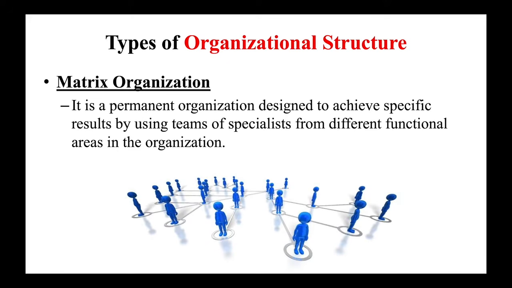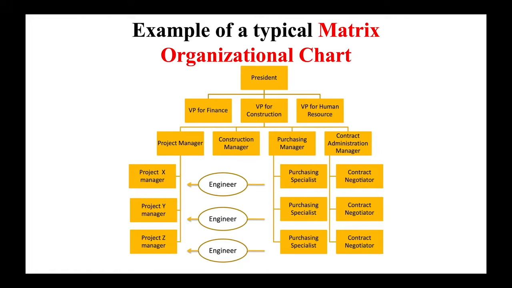Matrix organization. When we say matrix organization, this is a permanent organization designed to achieve specific results by using teams of specialists from different functional areas in the organization. So, we have here the teams of specialists and somehow nagiging cross-functional siya. Tignan natin. Example.